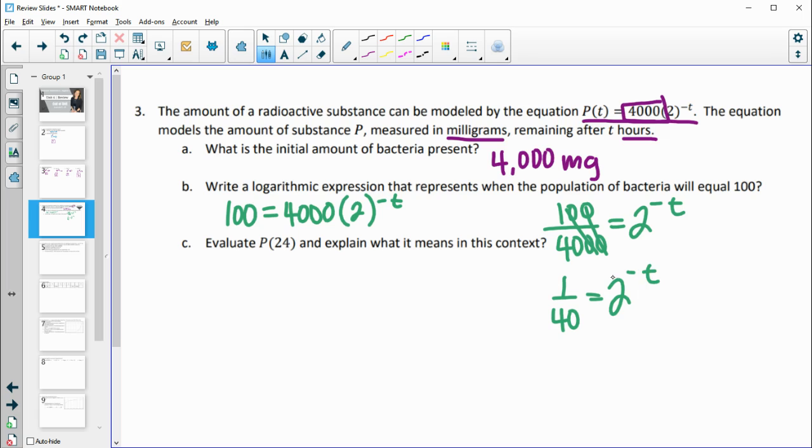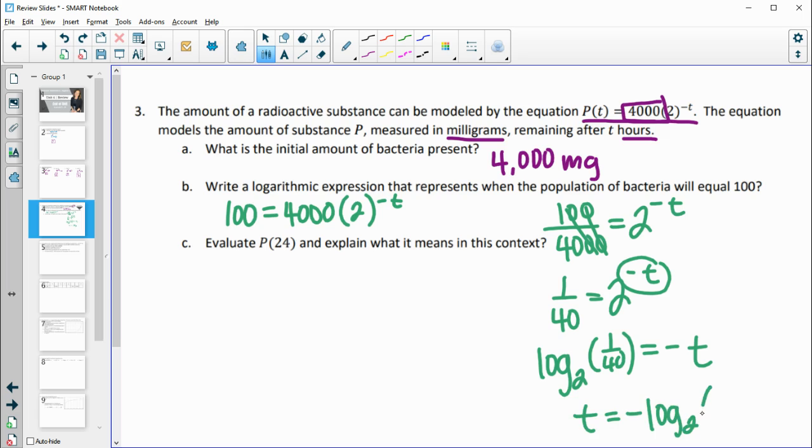To get back this exponent, now we could do a log. So this would be log base 2 of 1/40th, saying what exponent gives us back 1/40th? And that's going to equal negative t, because that's what's in the exponent. So then we could just multiply both sides by -1, which would get us t. So t is going to equal negative log base 2 of 1/40th.